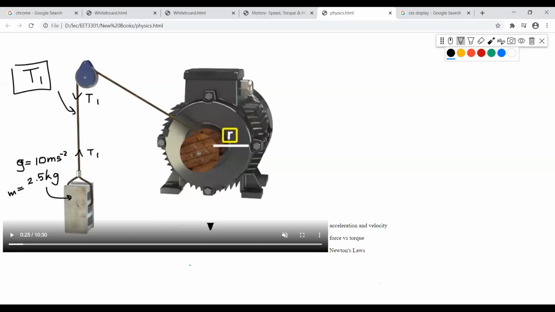I hope the problem is clear. Mass is given. So calculate T1. It's not moving. The system is at rest. The system is not moving. You need to calculate T1.